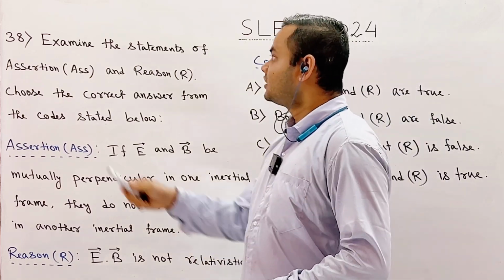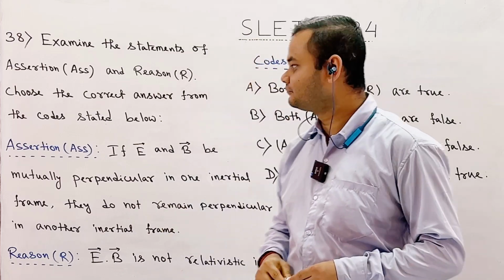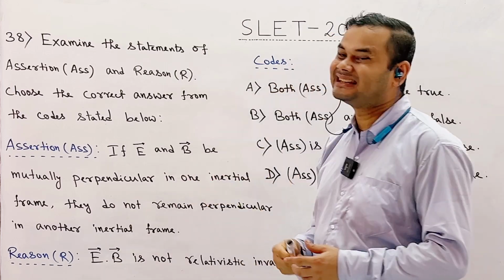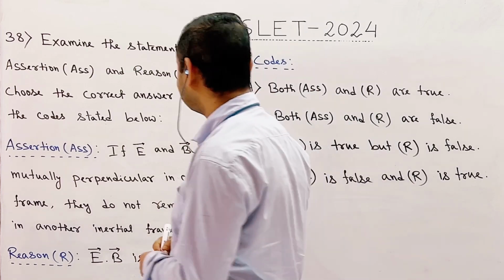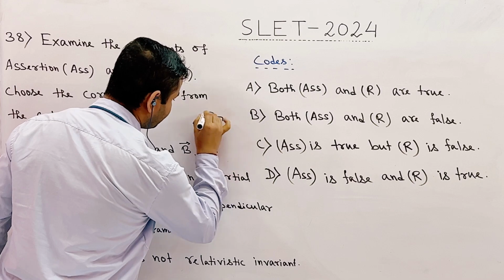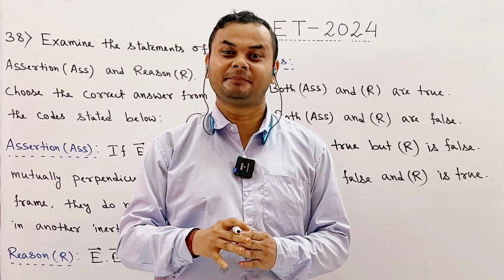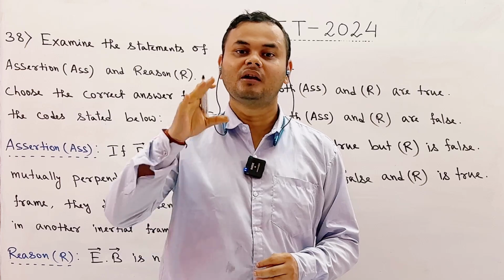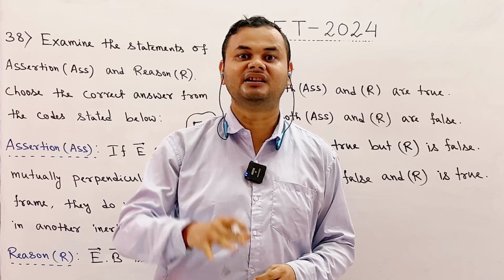Now let us discuss question number 38. This question number 38 is also an assertion reason type question. Assertion: if electric and magnetic fields be mutually perpendicular in one inertial frame, they do not remain perpendicular in another inertial frame. Students, this statement is false. Always remember, if electric and magnetic fields are mutually perpendicular in one inertial frame, they remain perpendicular in another inertial frame due to relativistic transformations of electric and magnetic fields which preserve orthogonality under Lorentz transformation.